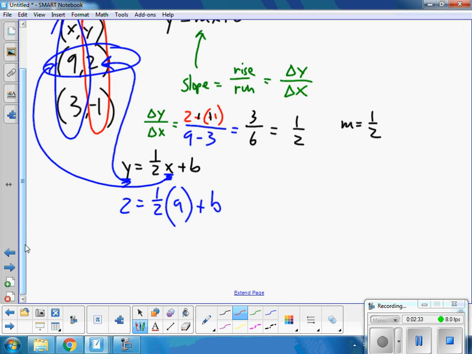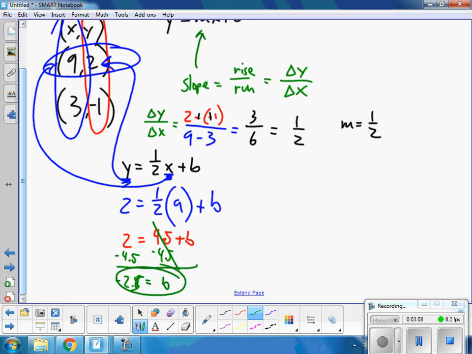All right, now I need to simplify my fraction. So I have 2 equals 1/2 of 9 is 4.5 plus b. And then to keep simplifying, I'm going to subtract 4.5 from both sides because it cancels those out, and that's what I'm trying to do. And 2 minus 4.5, I end up with -2.5. So my b is -2.5.